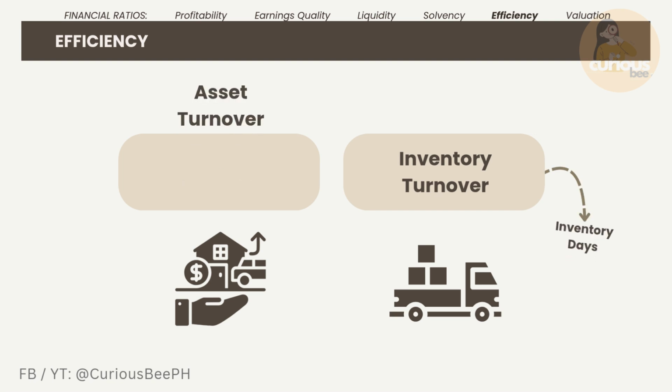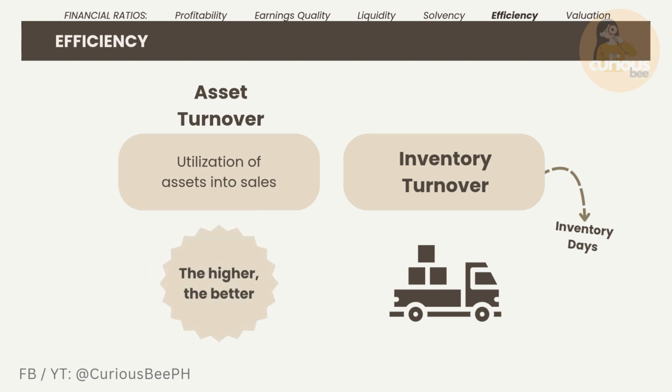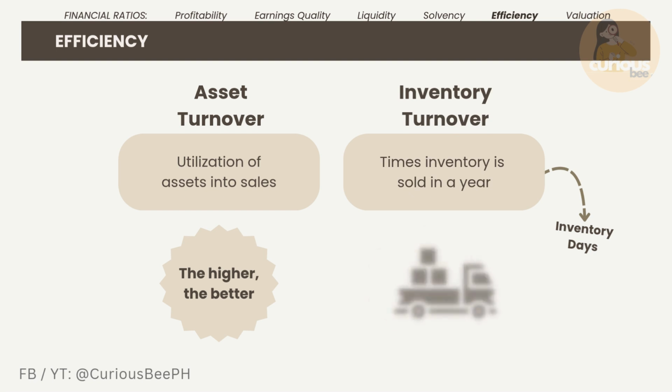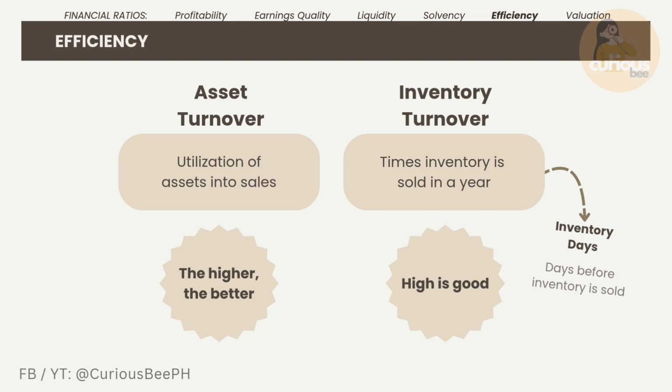Asset turnover tells us how effectively a company generates sales from its assets, so the higher the ratio, the better. Inventory turnover tells how many times in a year a company sells its inventory. Generally, high is good, but too high could strain inventory replenishment. From inventory turnover, days in inventory can be calculated to show how long inventory is usually turned to sales.